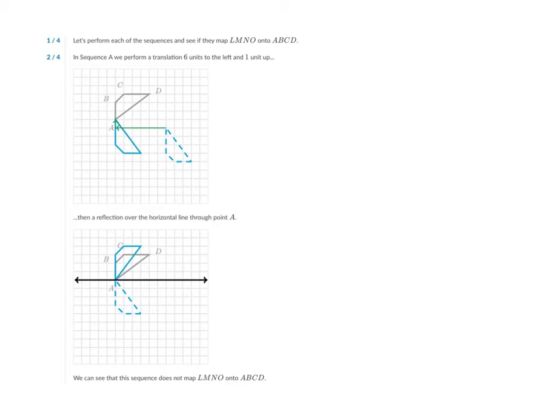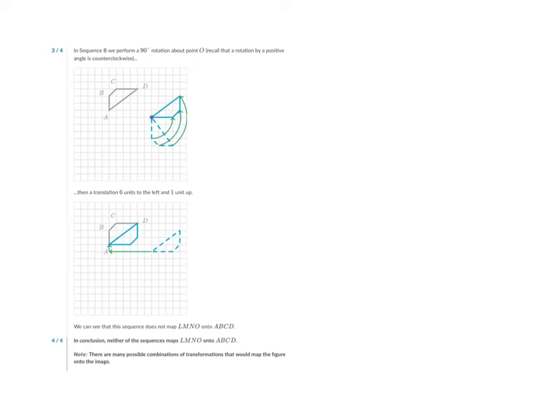Let's take a look at sequence B. Here it starts off with a 90-degree rotation, so then it looks like this. And then it says a translation of 6 units to the left, 1 up. 6 to the left, over here, 1 up. And again, they do not lay directly on top of each other, so sequence B does not work either. So the correct answer for number 1 is neither.